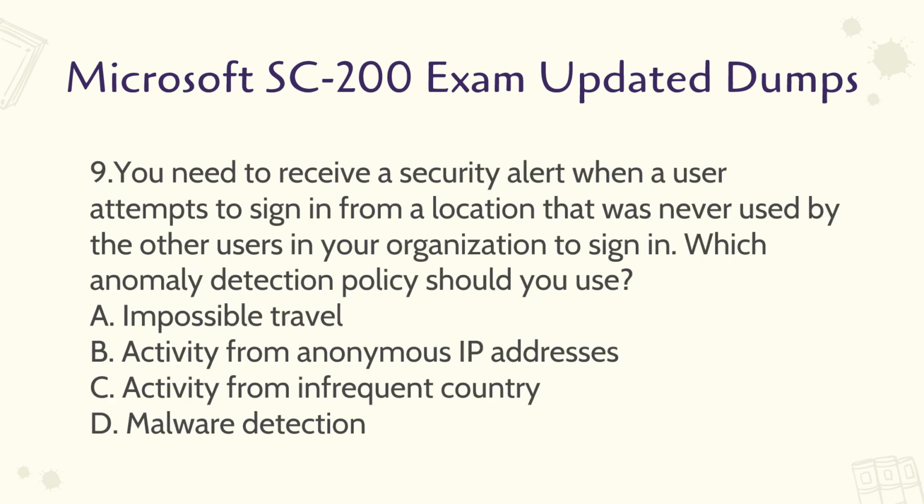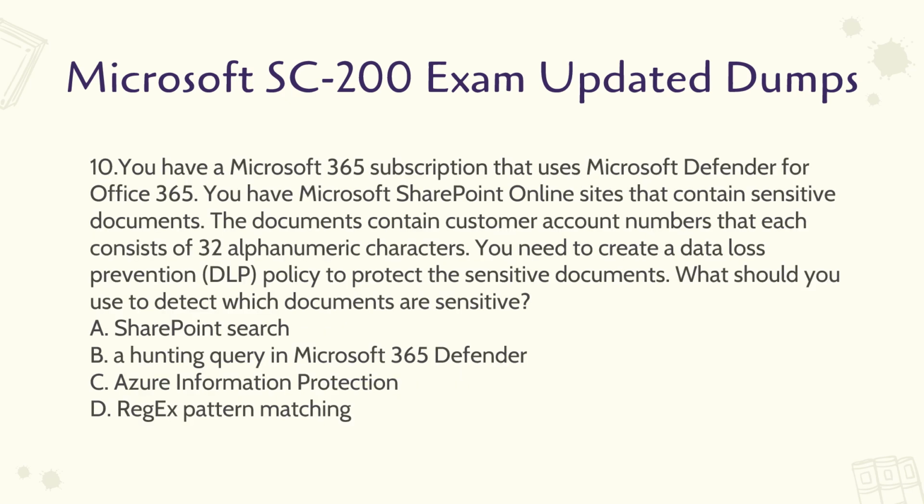9. You need to receive a security alert when a user attempts to sign in from a location that was never used by the other users in your organization to sign in. Which anomaly detection policy should you use? A. Impossible travel. B. Activity from anonymous IP addresses. C. Activity from infrequent country. D. Malware detection.